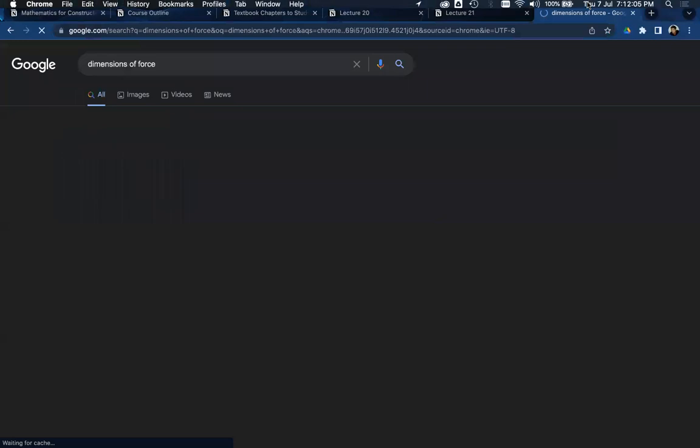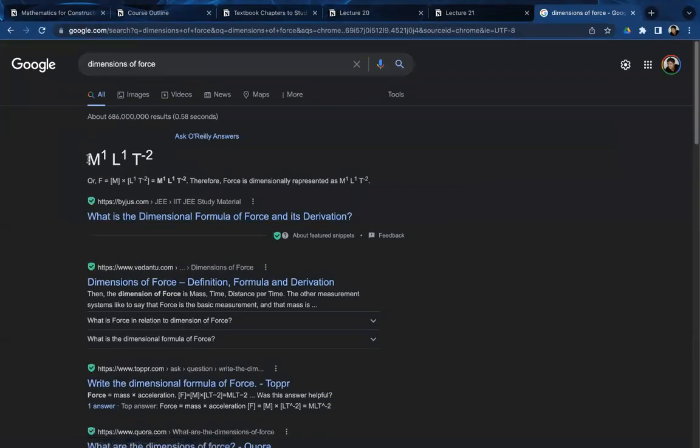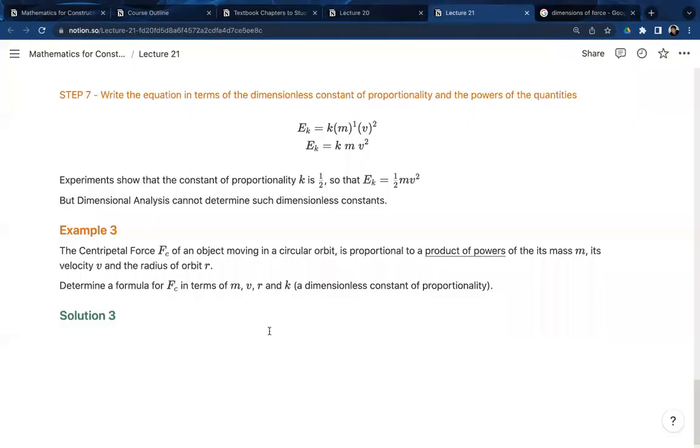Dimensions of force. Look, the dimensions here are M L T to the minus 2, right? So it's possible to search for these things. Now, the SI unit for force is the Newton.